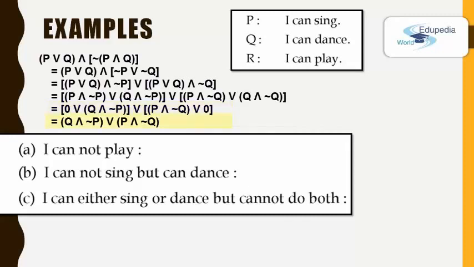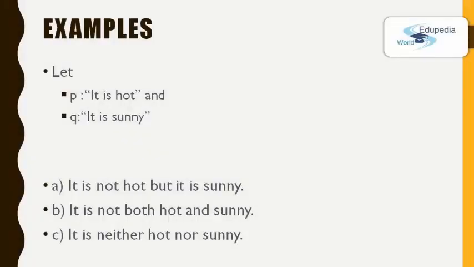Now here is another question set. Here we are given two primitive statements, it is hot and it is sunny, and each of the statements is represented by the propositional variables P and Q. Now the first question says it is not hot but it is sunny. So we have to represent this compound statement using the propositional logic notations. Now this statement uses the conjunction word but to connect the primitive statement it is sunny and the negation of the primitive statement it is hot. So we can represent it like tilde P, turned V, Q.